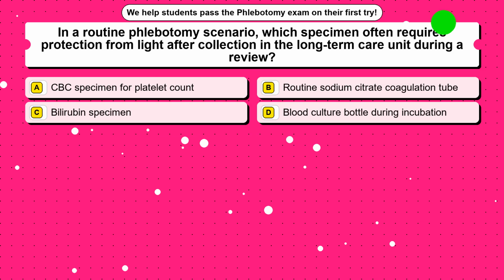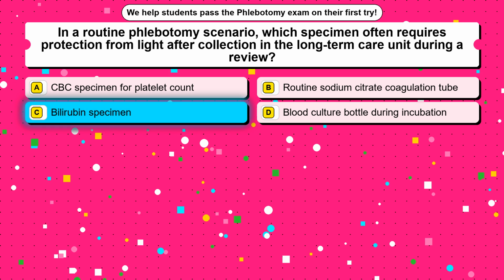Question 29. In a routine phlebotomy scenario, which specimen often requires protection from light after collection in the long-term care unit during a review? Option A, CBC specimen for platelet count. Option B, routine sodium citrate coagulation tube. Option C, bilirubin specimen. Option D, blood culture bottle during incubation. The correct answer is option C.